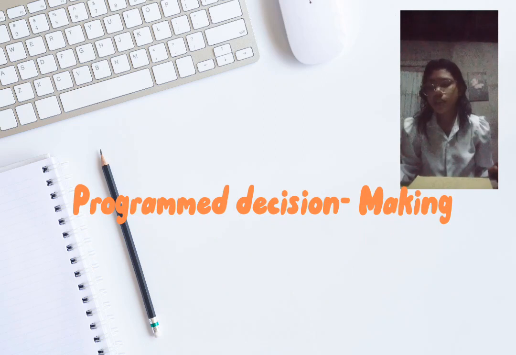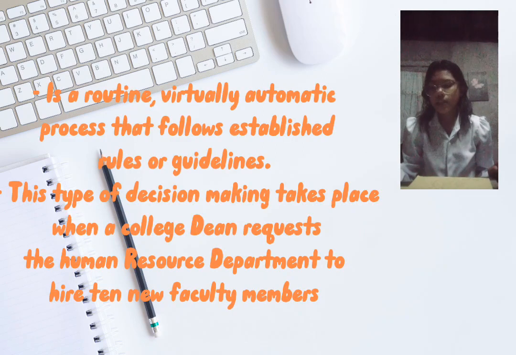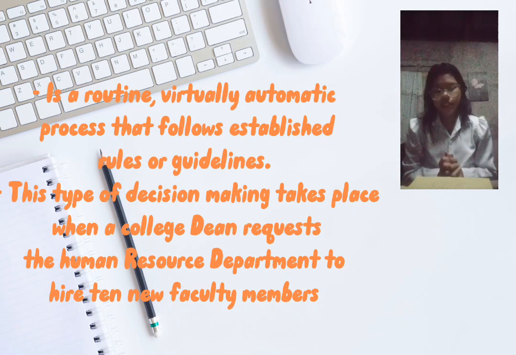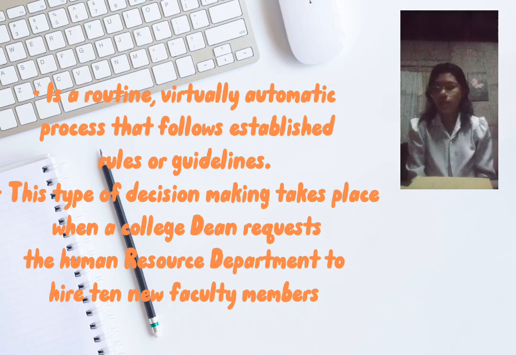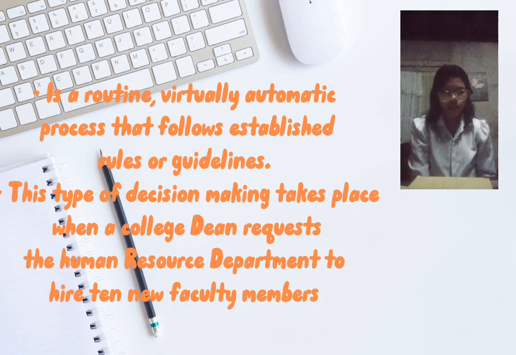So now, next is programmed decision making. It is a routine, virtually automatic process that follows established rules or guidelines. It involves those decisions that already have a plan or rule in place and is used to reach a solution or conclusion. In other words, in programmed decision making, managers have already made such decisions before and it is a repetitive and routine process. They follow established guidelines and routine patterns. So in programmed decision making, managers already know the process.